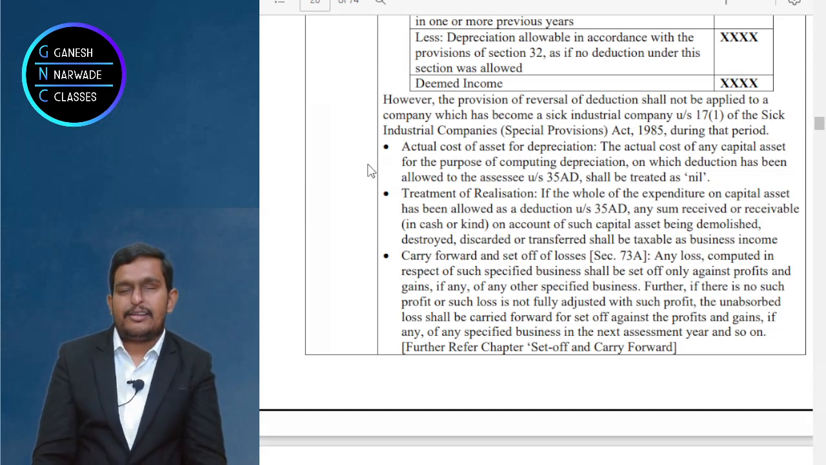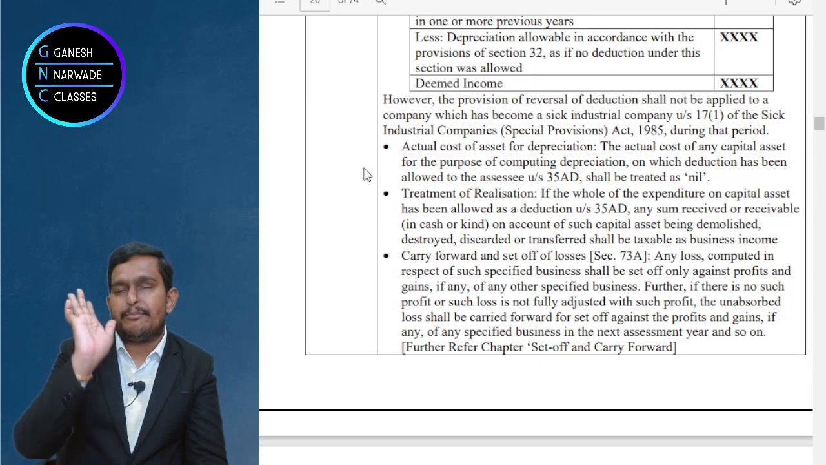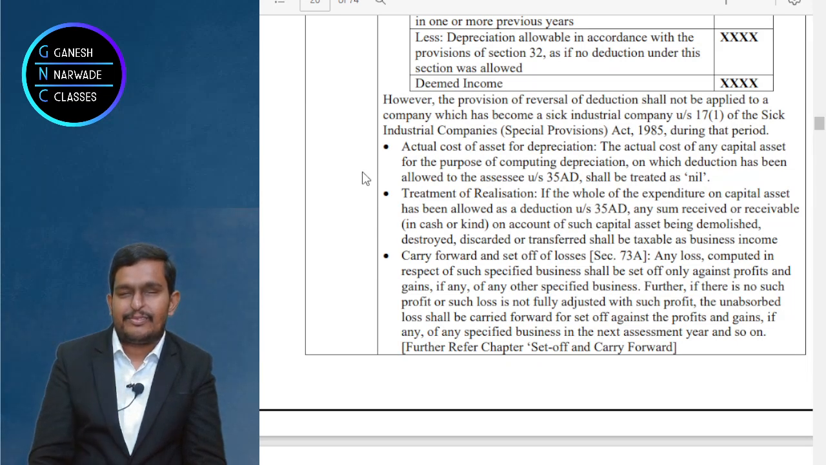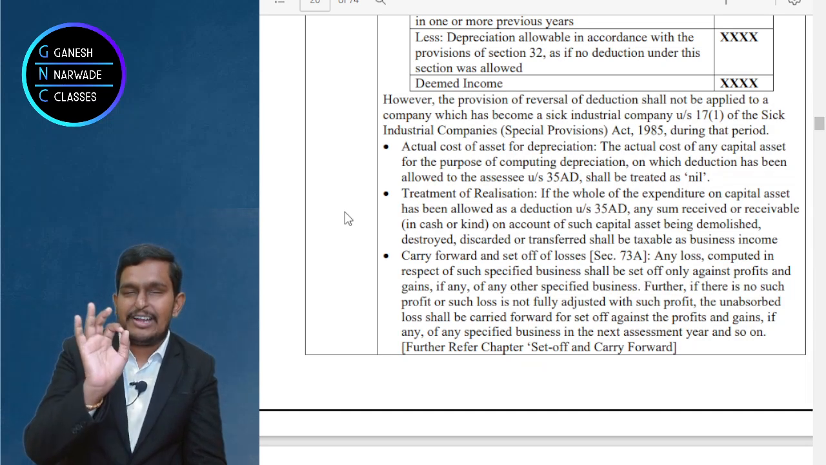Okay, sir, but how many years will we get this benefit? You can carry forward for an unlimited number of years. Sir, in the next year when we actually deduct this unabsorbed deduction under this specified business, do we have to deduct it from any income? No, only from specified business income.